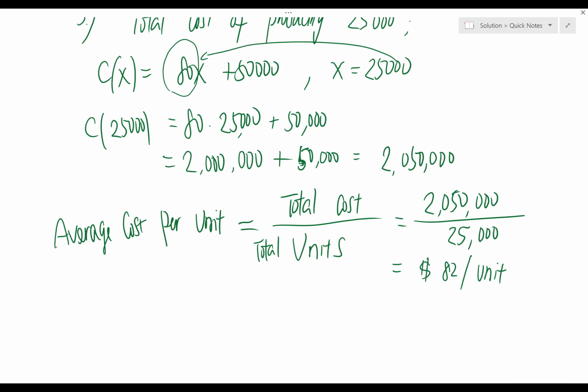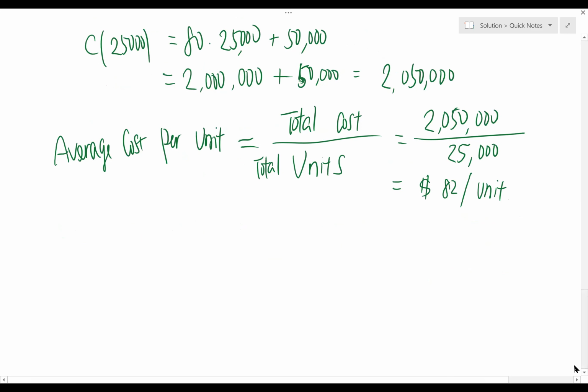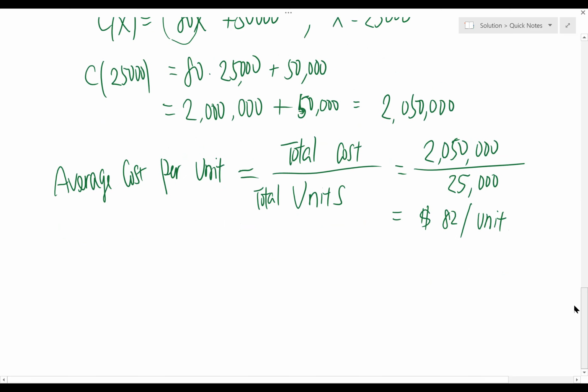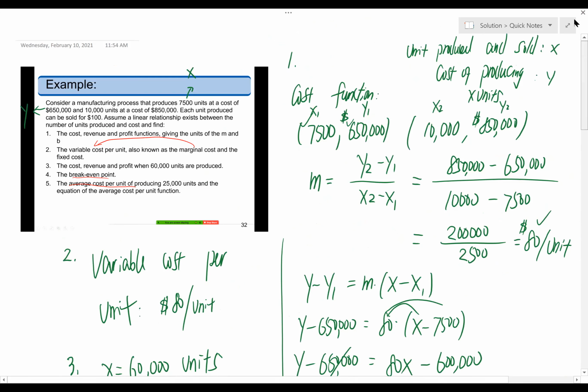That's why companies will always give you a discount to buy more. So it's a very interesting phenomenon in business. So we figured out the average cost per unit when 25,000 units are produced.